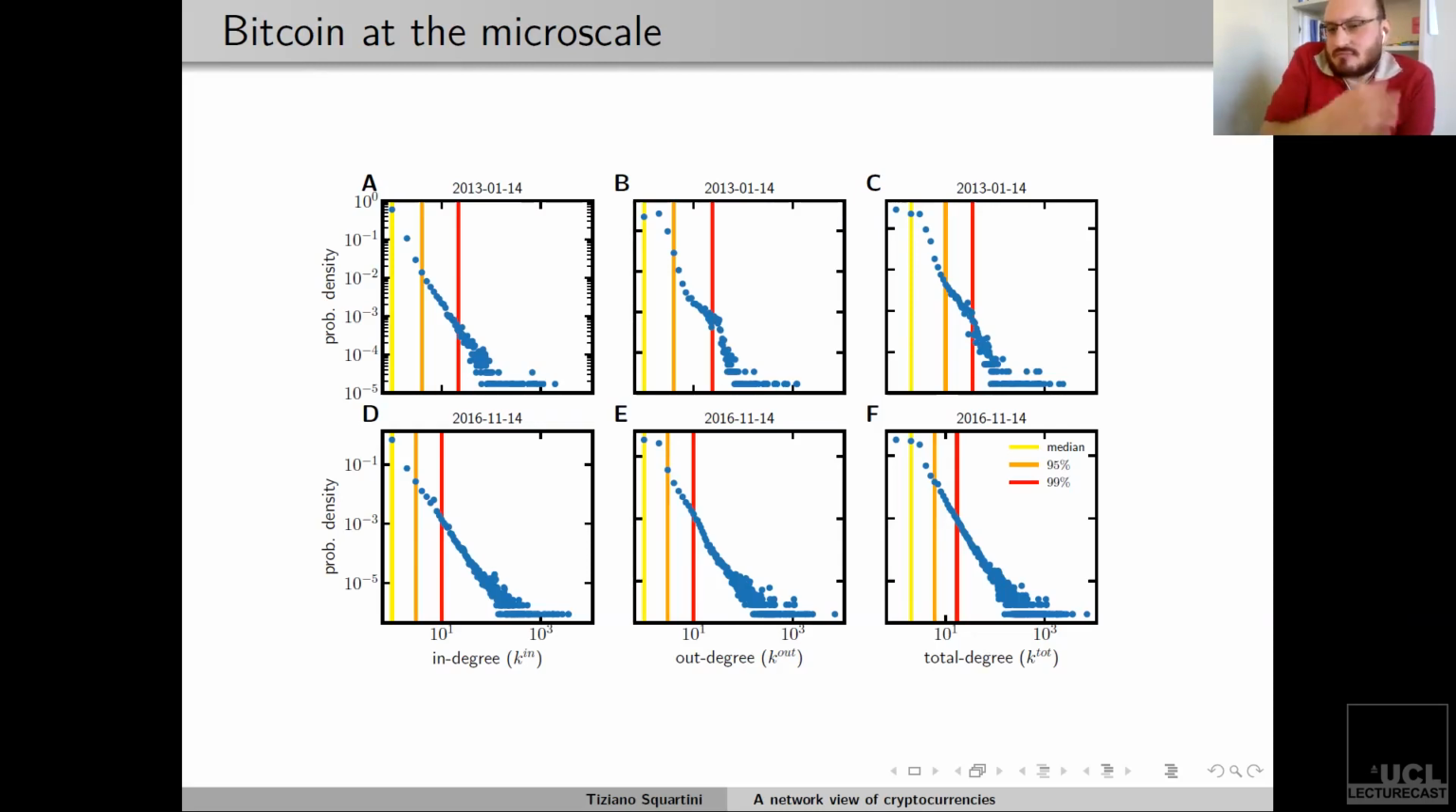However, the functional form is still compatible with the interpretation of the presence of 1, 2 big hubs together with many nodes with a very small degree. The interpretation remains the same.